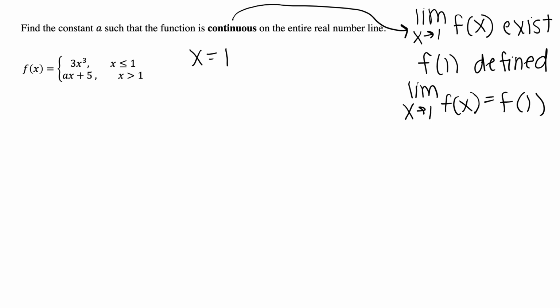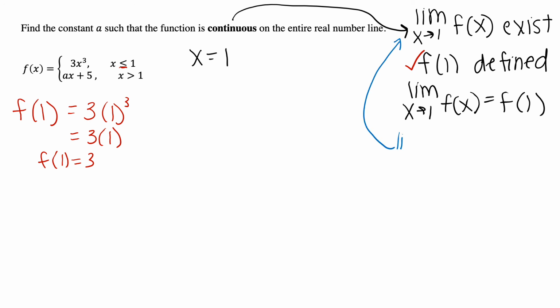So we need to make sure that we're satisfying all three of these conditions. First, let's look if f of 1 is defined. If we plug 1 into this function, because we are less than or equal to 1 for this piece, we would plug into 3 times 1 cubed, which is 3 times 1, which is just 3. So f of 1 is equal to 3, and it is defined. Next, we need to make sure that our limit as x goes to 1 exists. In order for our limit to exist, remember that means that the limit as x approaches 1 from the left is equal to the limit as x approaches 1 from the right.